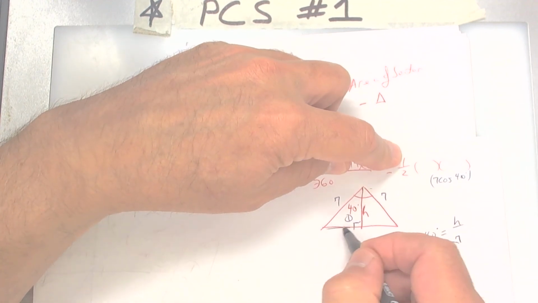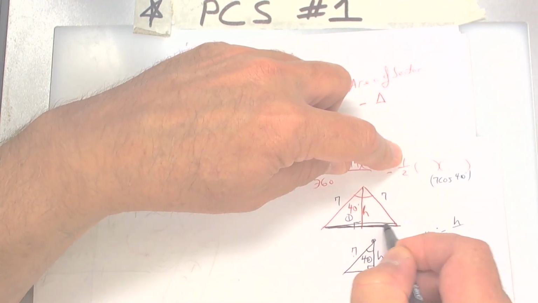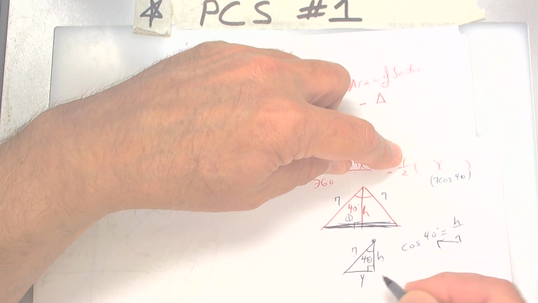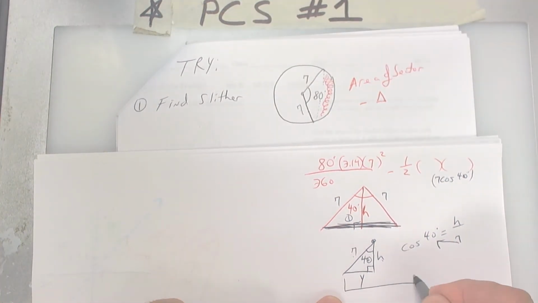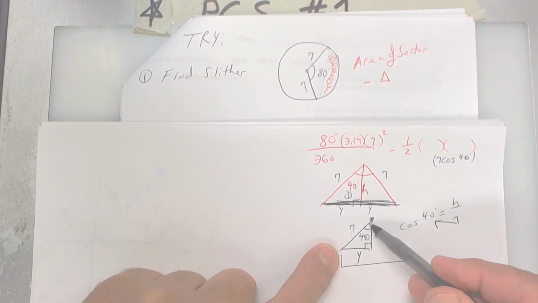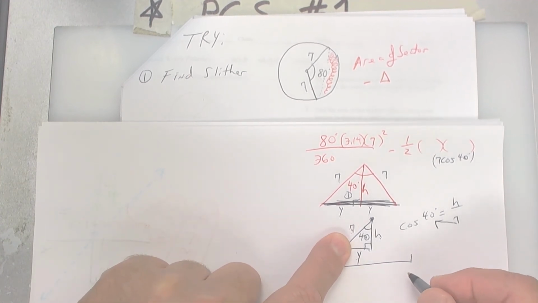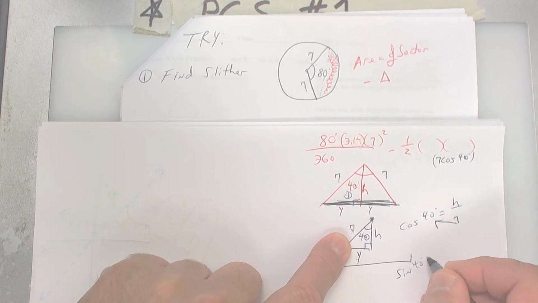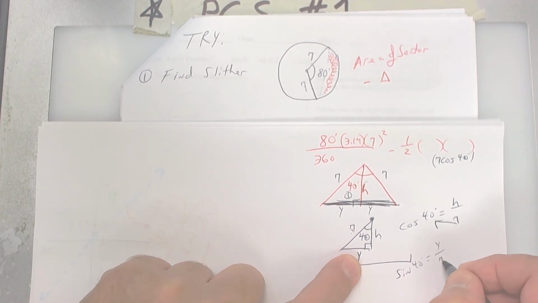And the base is from here to here. So you have to find this base. So we have to put a y here. We're going to double the y to get the base because we want the whole thing, not half. So it's going to be opposite over hypotenuse. So the sine of 40 degrees equals opposite over hypotenuse.